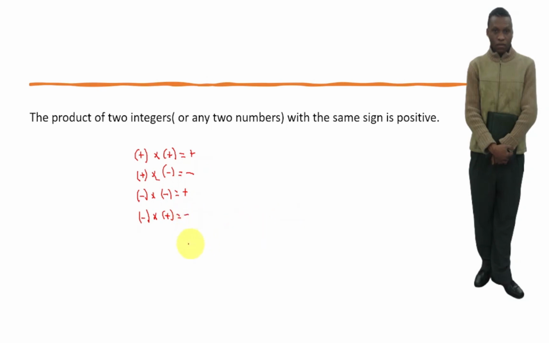What's happening is positive times positive equals positive. Positive times negative equals negative. Negative times negative equals positive. Negative times positive equals negative. If you know this, you should be good. It's not going to be that much harder for you. So you need to know this one for multiplication. That's why you see it here.